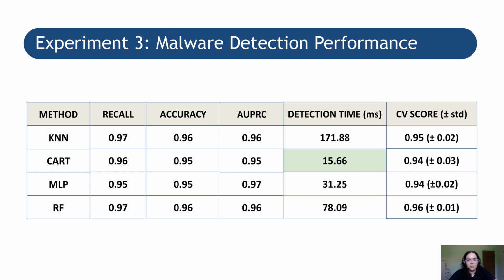Why? Because CART achieves 95% accuracy, which is excellent, while maintaining the absolute lowest inference latency at 15.66 milliseconds. This speed is crucial. Remember that in an enterprise environment, you might be monitoring hundreds of thousands of endpoints. Each endpoint generates periodic memory dumps that need to be classified. If classification takes even 100 milliseconds per sample, the system can quickly become a bottleneck.